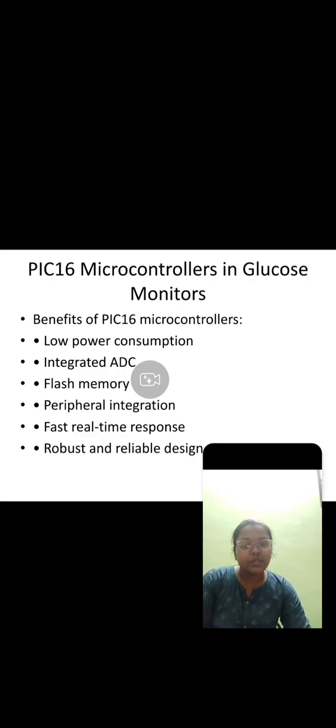The power consumption is very low. That is, it does not need high power; it consumes very little power. Because very little power is consumed, the device life will be very long.